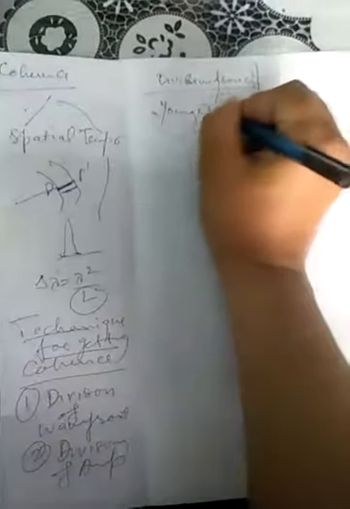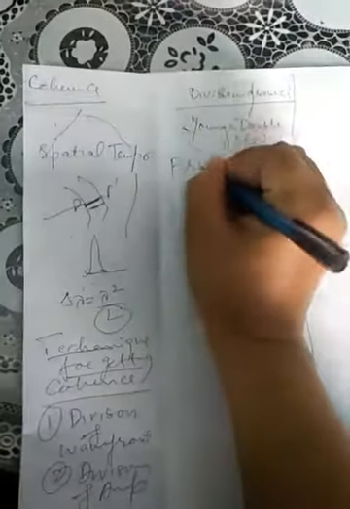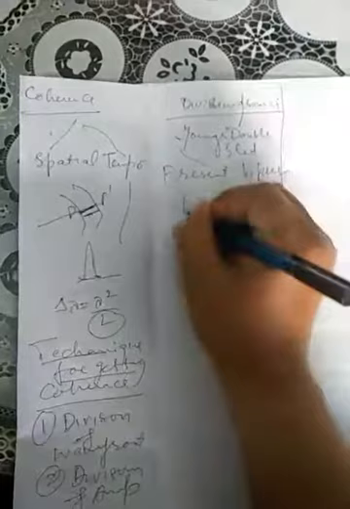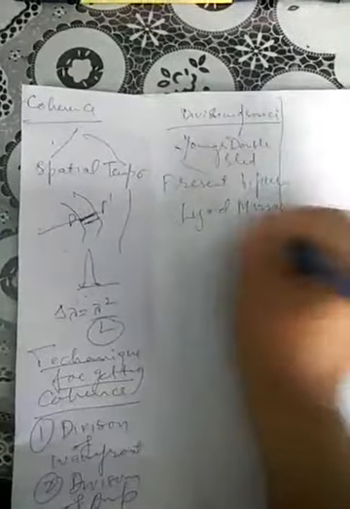So for example, there are three different experiments: Young's double slit experiment, then Fresnel biprism, and then Lloyd's mirror. In our course we have the Fresnel biprism, but I will discuss all three briefly here. Now let us come to Young's double slit experiment.